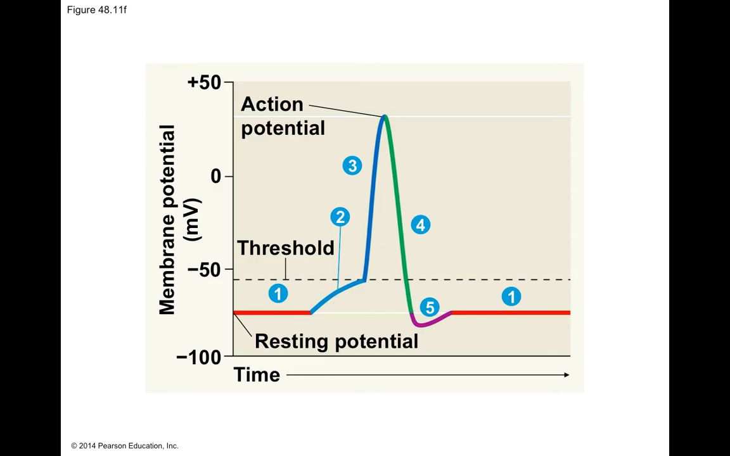If threshold is reached, then the cell enters the rising phase of the action potential, which is stage 3. Remember that the action potential is all or nothing, so there's no stopping it at this point. The membrane potential rapidly increases.